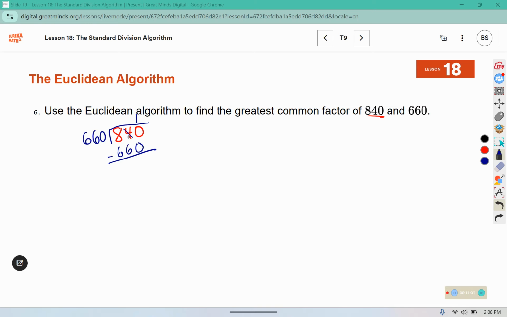If we subtract, regroup here, 14 minus 6 is 8. 7 minus 6 is 1. I'm going to draw that in a different color though, so you can kind of see the process that's going on here. So now I'm going to take this piece and it's going to go inside, and I'm going to divide by the remainder.